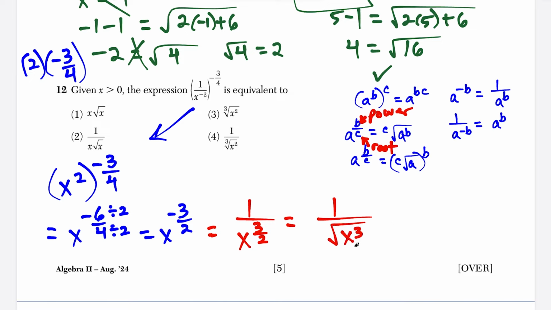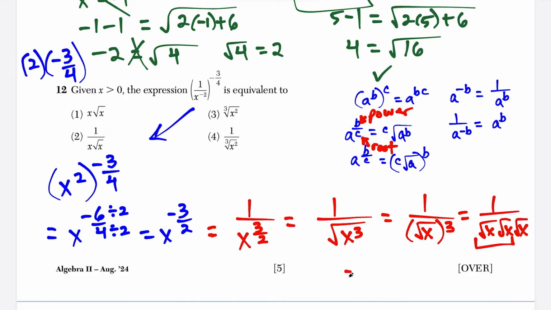And then from here, it can be a little tricky in terms of how we deal with this. But we could either apply this rule here, or we could just split this term up. So there are options from this part. If you want to use this rule, then we could say that this is 1 over the square root of x, all to the 3rd power. And then if you have 1 over square root x to the 3rd, that's square root x, square root x, square root x, then these terms combine to make 1 over x square root of x. So this is going to match up with choice 2.